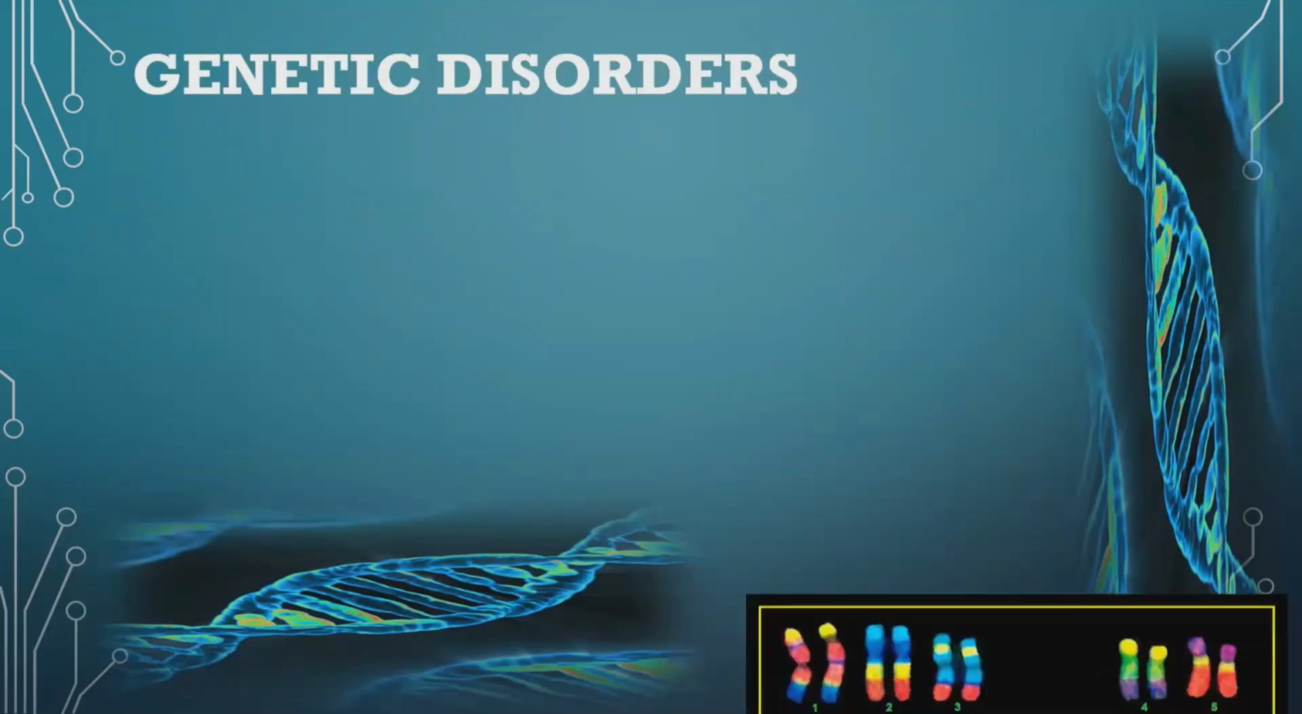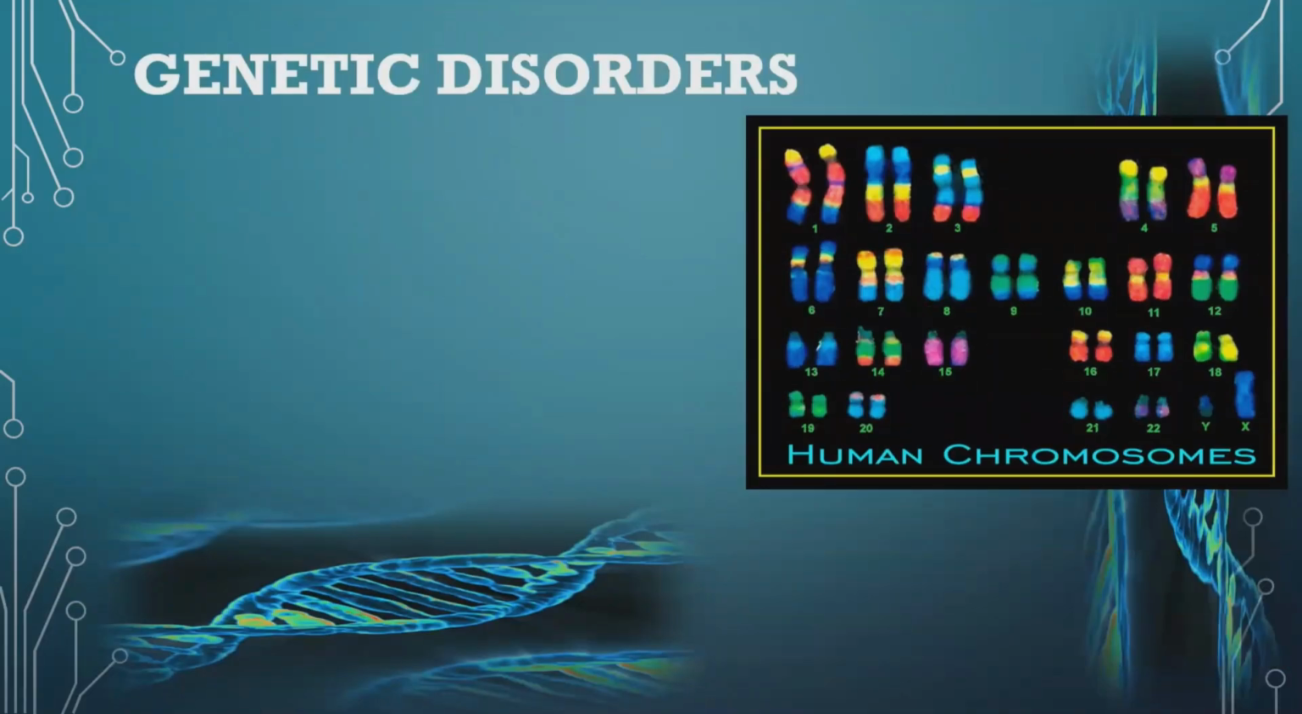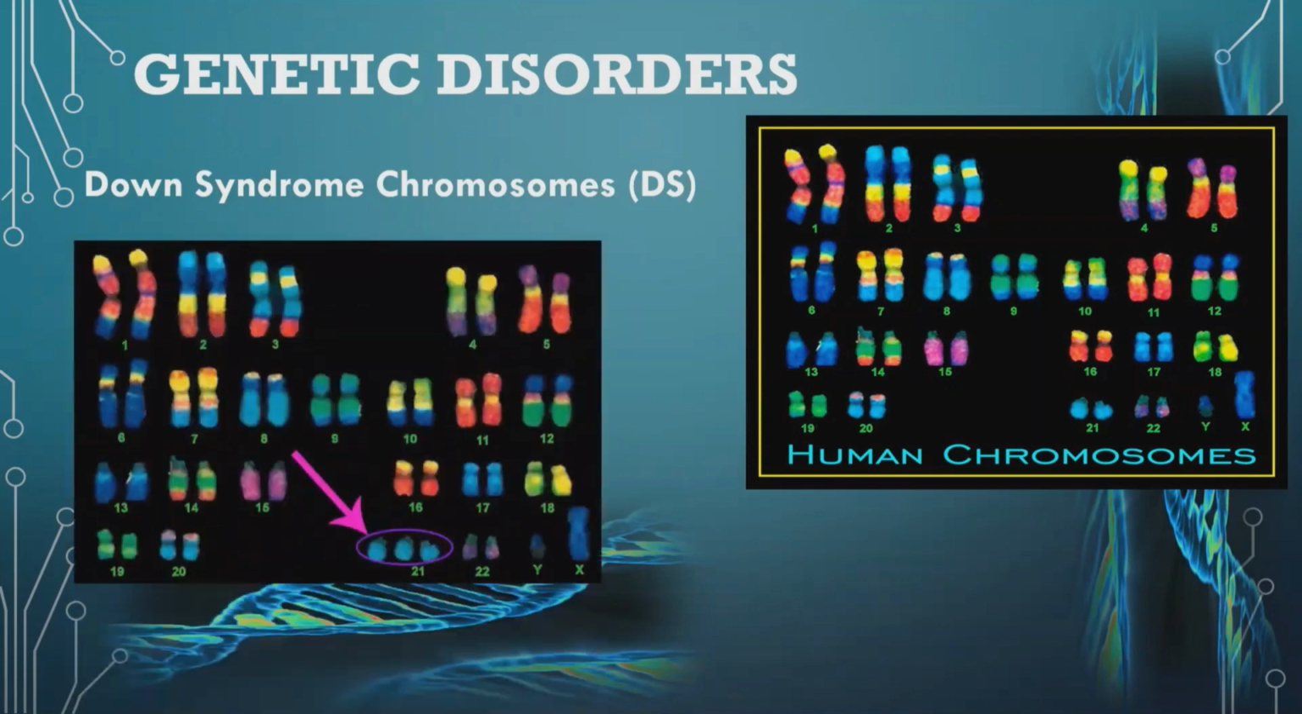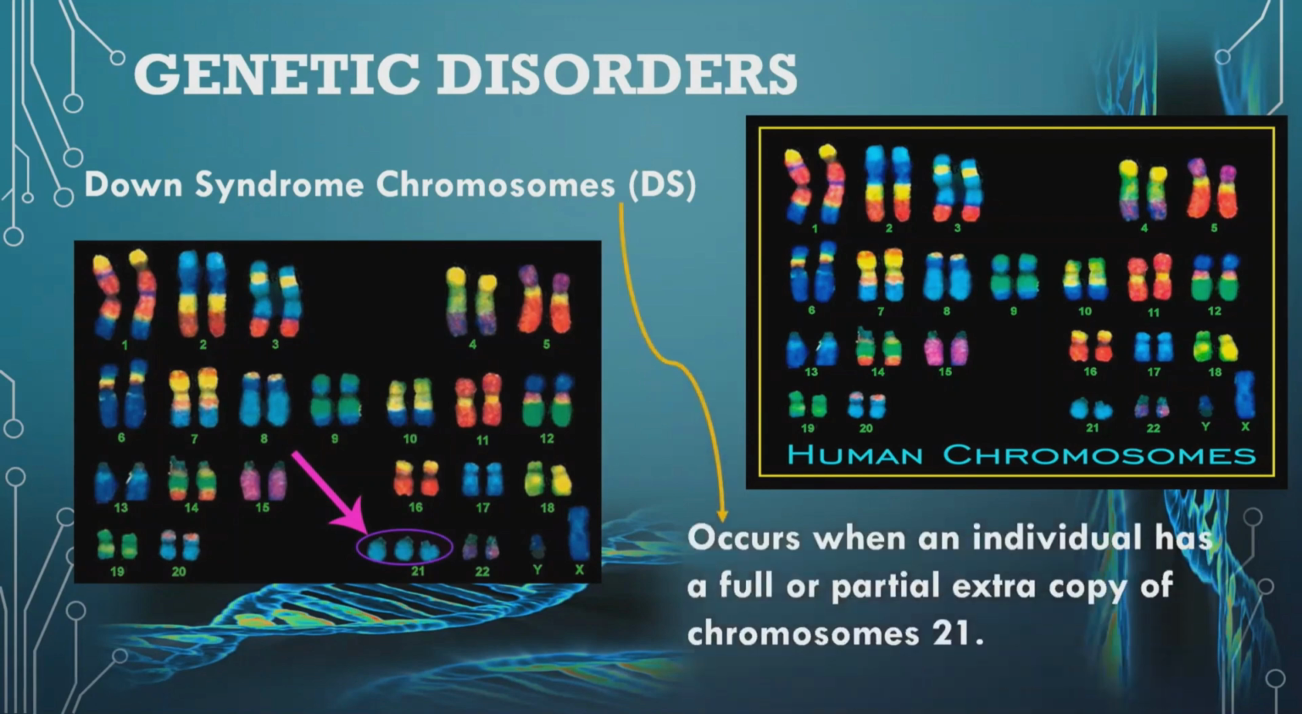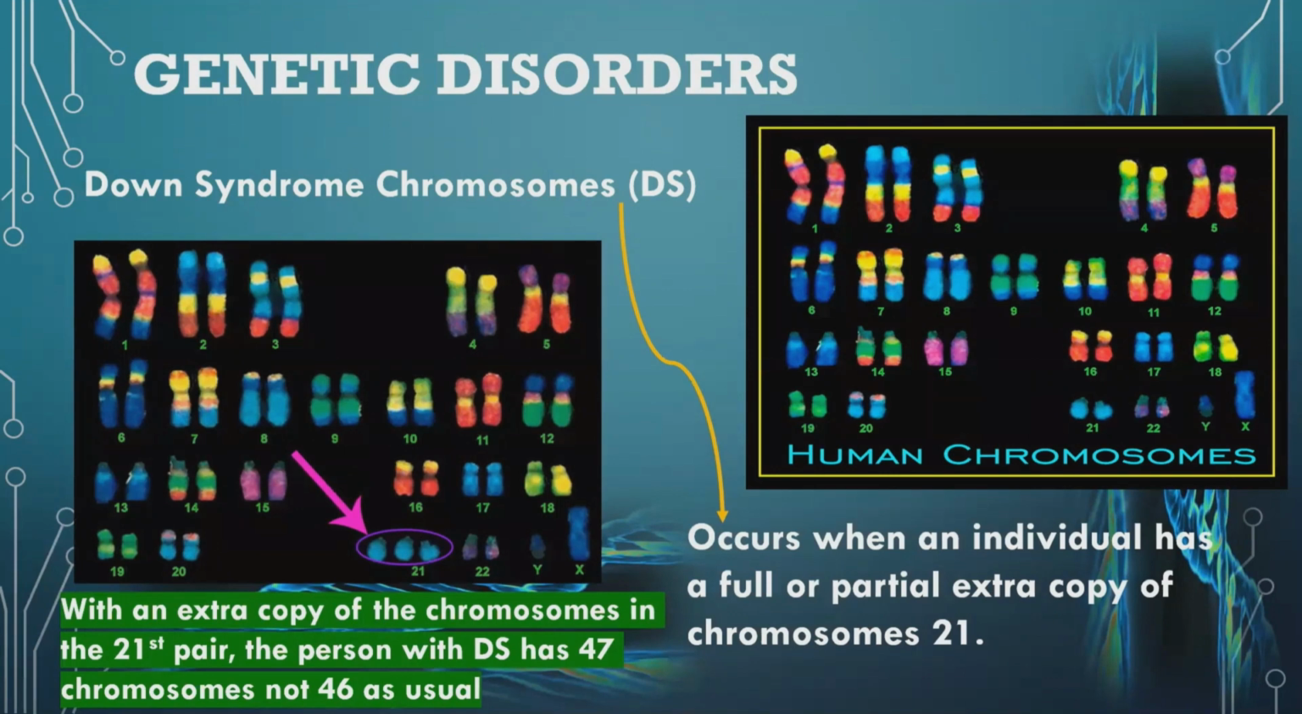Genetic disorders. This is the normal human chromosomes, while in Down syndrome, this is the chromosomes. Down syndrome occurs when an individual has a full or partial extra copy of chromosome 21. With an extra copy of the chromosome in the 21st pair, the person with Down syndrome has 47 chromosomes, not 46 as usual.